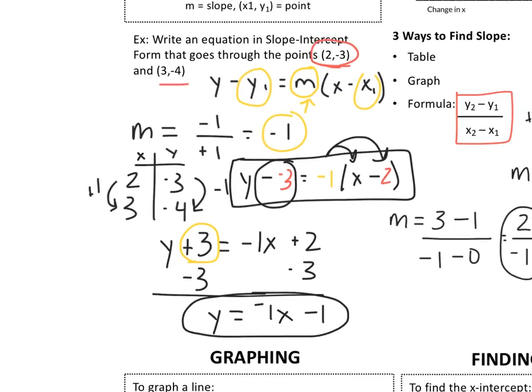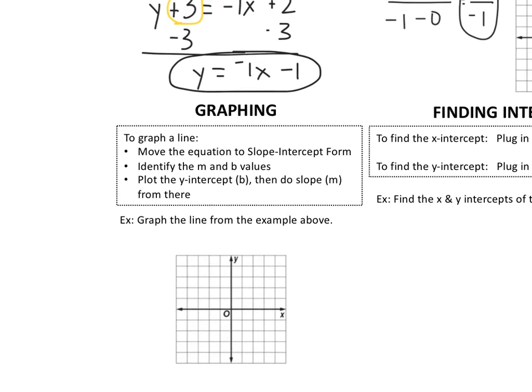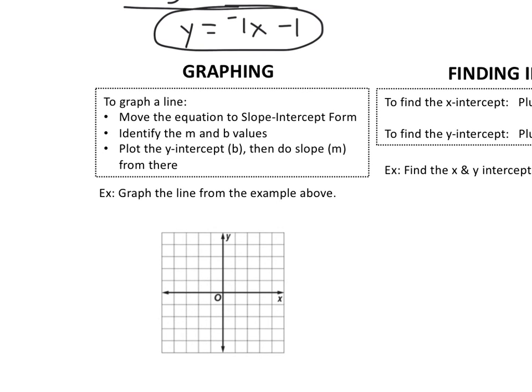Now let's say we want to graph that line. So we're going to move down to the graphing portion here. It says to graph the line, move the equation to slope-intercept form, identify your m and b values, your slope and your y-intercept, and then you're going to plot the y-intercept and then do the slope from there.